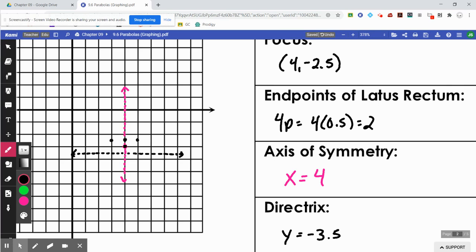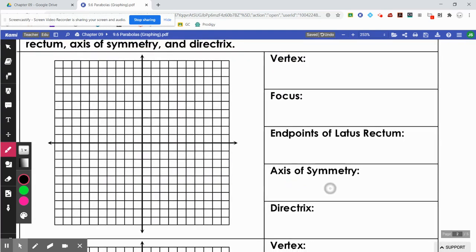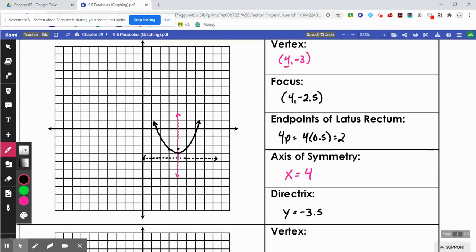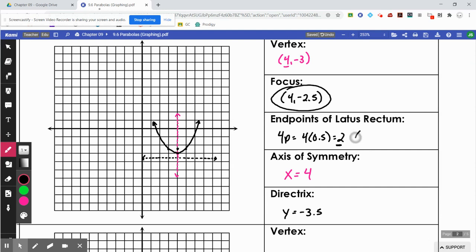Now, you can find other points on that, but since it just says sketch a graph, let's just connect our dots. Connect your vertex with the endpoints of that latus rectum, and there's what you're going to have. Now, the latus rectum has a length of 2, but this actually says find the endpoints. So from your focus, since the whole distance is 2, go 1 to the right and 1 to the left. So your endpoints are going to be located at 5, -2.5, and at 3, -2.5, which is 1 to the left and 1 to the right.